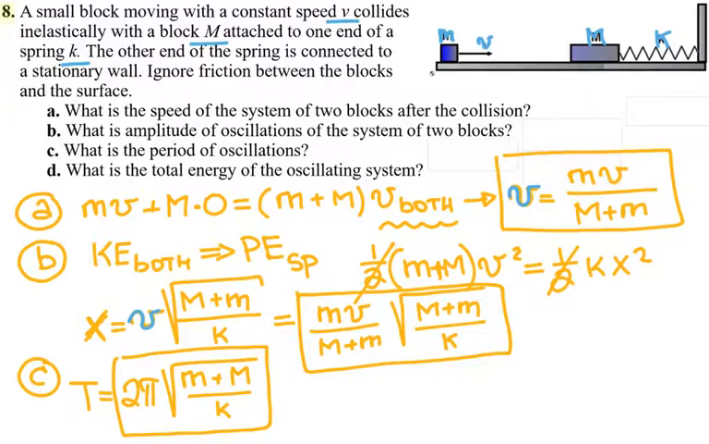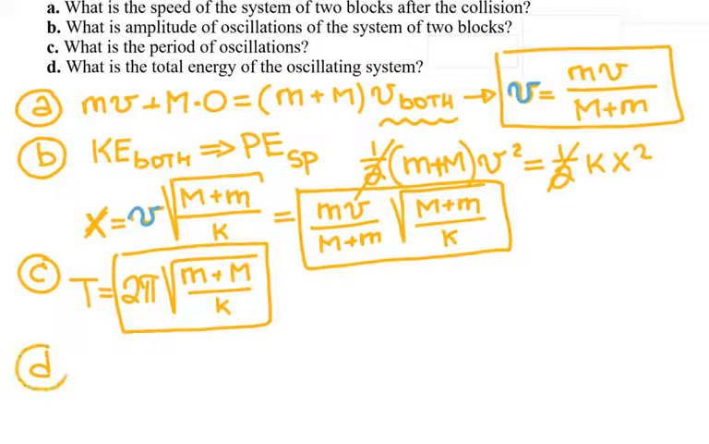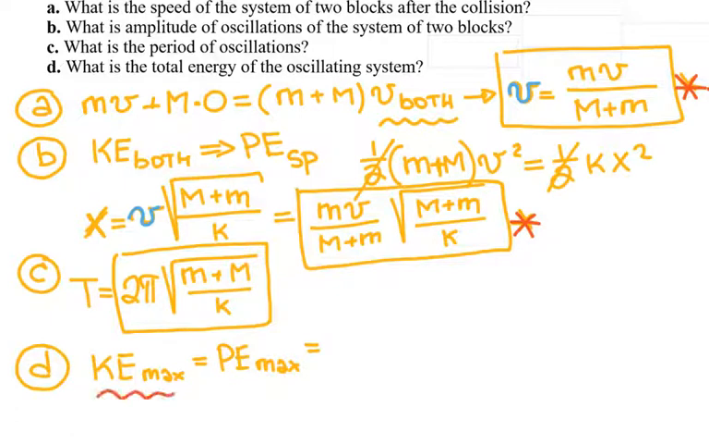And then for part D, they ask what's the total energy of the oscillation system. For D, I can say the kinetic energy is the maximum, or the potential energy is maximum. So I could use the x, or I could use the v. I'm going to use the kinetic energy. So 1/2 their masses together and their maximum velocity squared. It's this velocity, the one that I found earlier, squared.